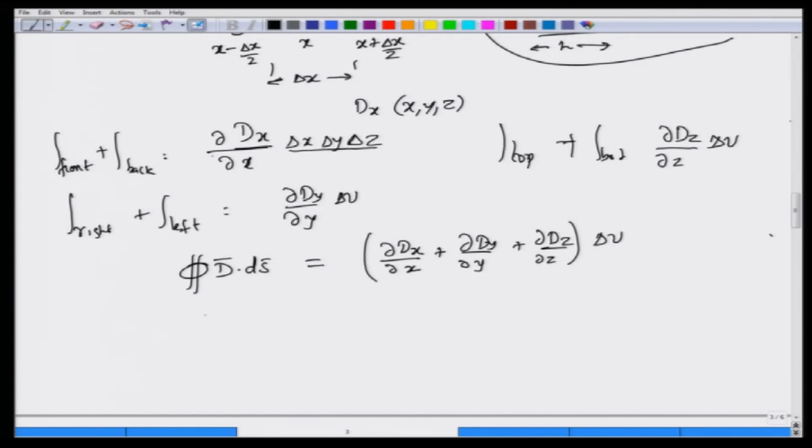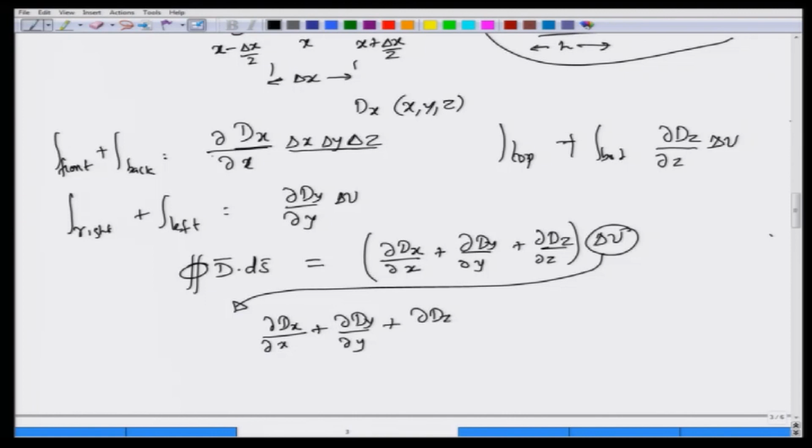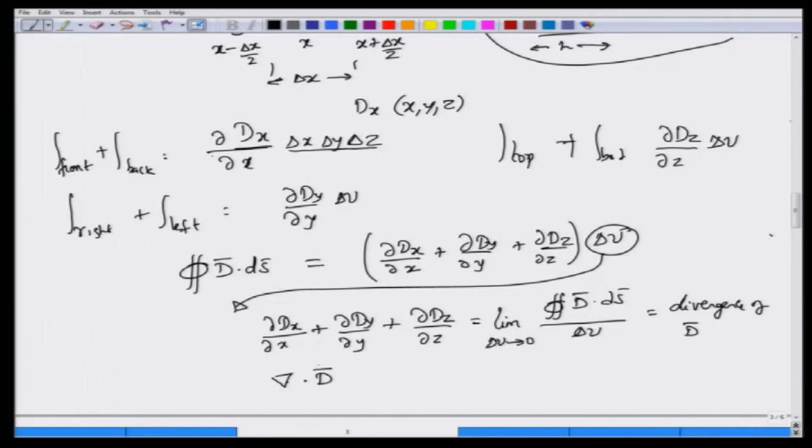Now, what I am going to do is bring this delta v down to the left hand side and then rearrange the equation. So, I actually have del Dx by del x plus del Dy by del y plus del Dz by del z equal to the integral of D dot dS divided by delta v. Now, I am going to assume that delta v goes to 0. When I do this, what I have obtained on the left hand side, and in fact what I have on the right hand side, is called the divergence of D, and this is represented by del dot D.